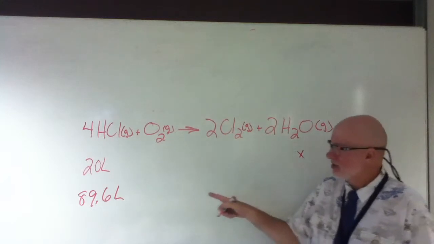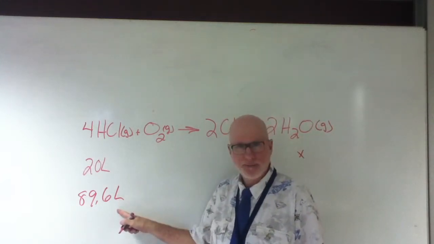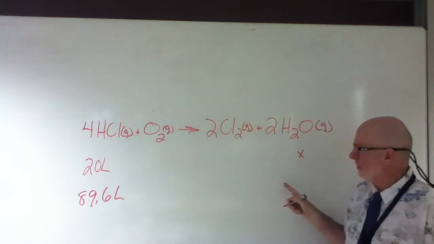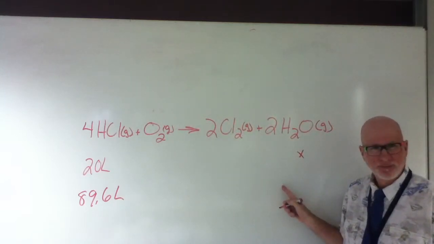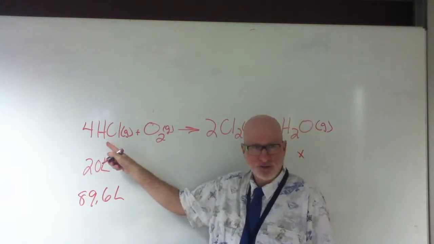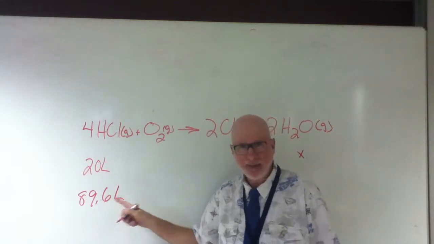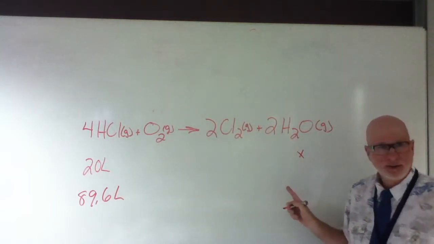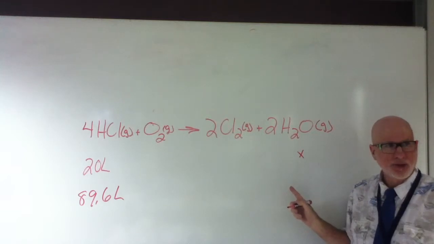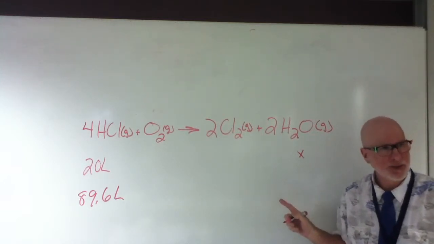In other words, this represents 4 moles of hydrogen chloride. How many moles of water am I going to produce? If I consume 4 moles of hydrogen chloride gas, how many moles of water am I going to produce? How many? 44.8.